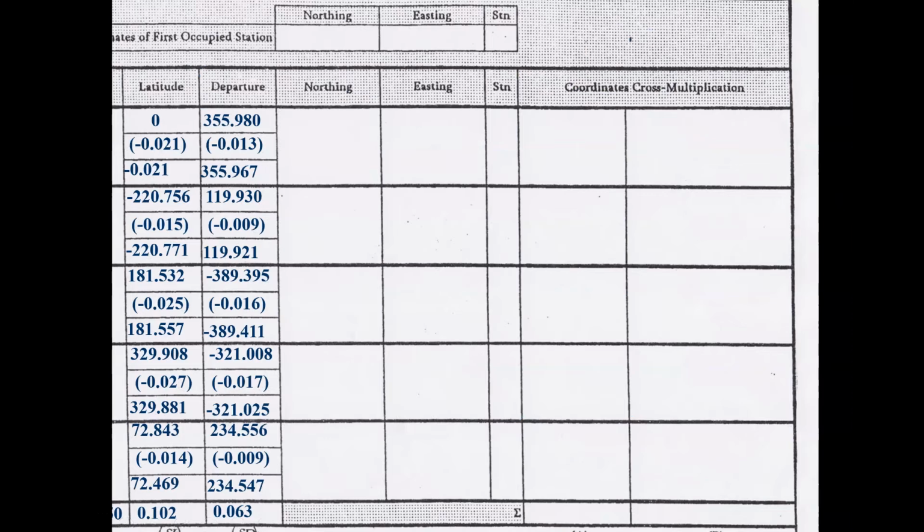I've put it to the right of the booking calculation form or computation sheet. Those are the values that we just obtained, the correction and the final value of the latitude and departure. So the first thing that you've got to put in is the coordinate of the first occupied station, which is 500, 500. That's given to us.